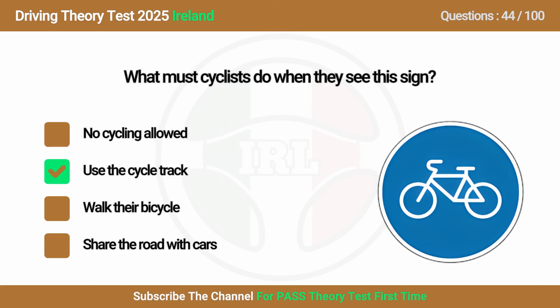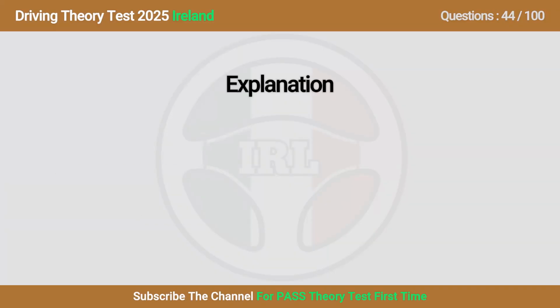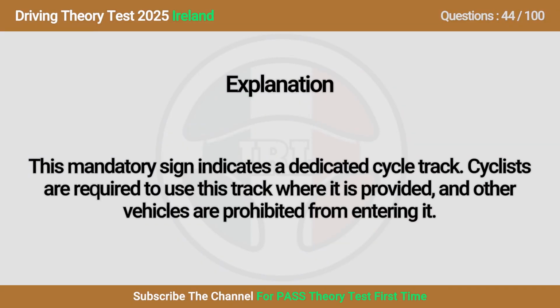Answer is B. Use the cycle track. This mandatory sign indicates a dedicated cycle track. Cyclists are required to use this track where it is provided, and other vehicles are prohibited from entering it.